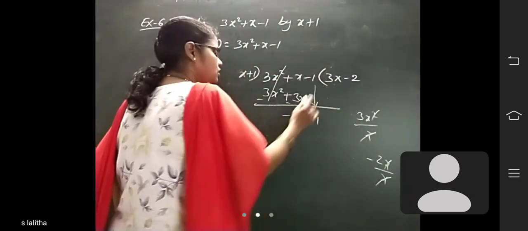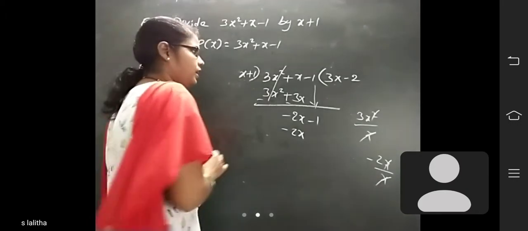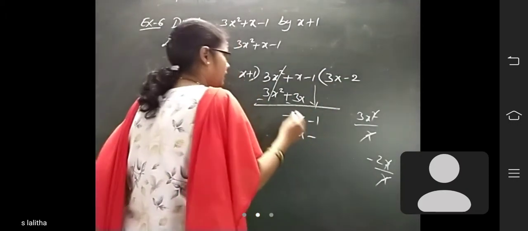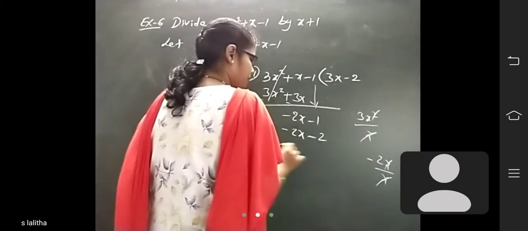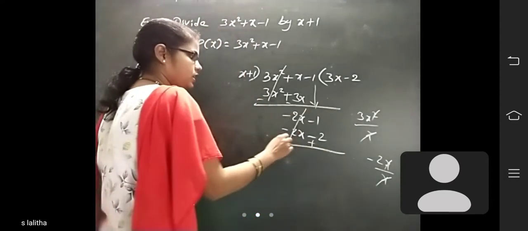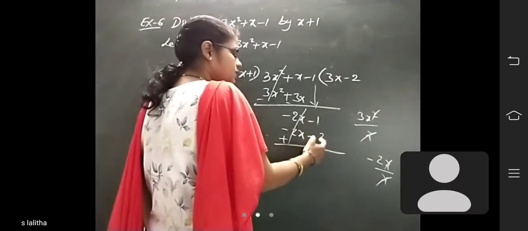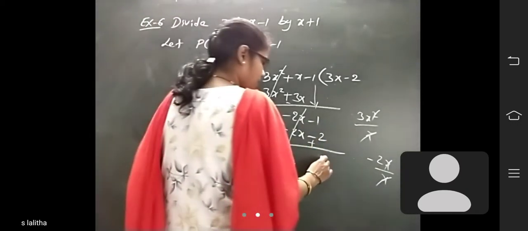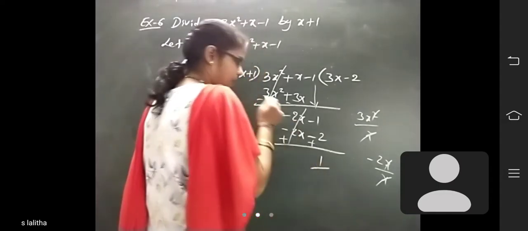Now x into minus 2, how much? Minus 2x. Plus into minus, minus 1 into 2, 2. Okay, minus 2x plus 2x will be cancelled. Minus 1 plus 2, how much? Plus 1 is the remainder.